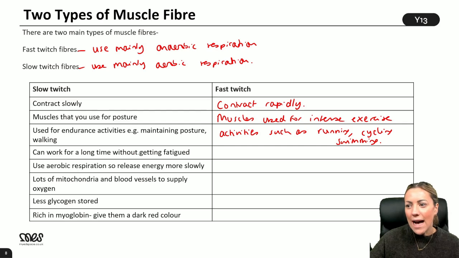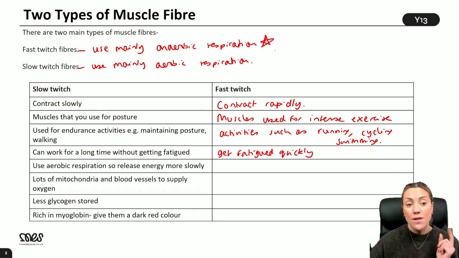Slow twitch can work out for a long time without getting fatigued, whereas fast twitch get fatigued quickly. And that makes sense because we said fast twitch use mainly anaerobic respiration. So they will get fatigued quickly because with anaerobic respiration, they're producing lactic acid, which leads to muscle fatigue or muscle cramp.